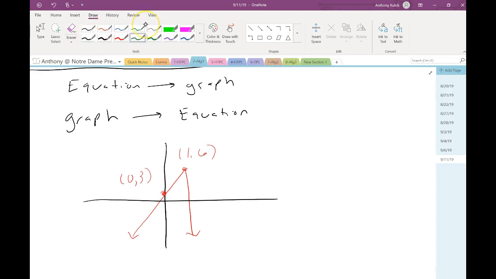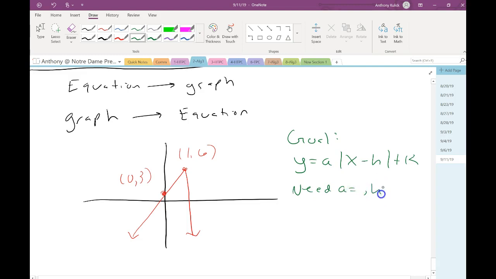So let's say we have the graph here as pictured. Our goal is going to be to write some equation that looks like this. Everybody okay with that idea? So to do this, you need to find values for A, H, and K. Correct? Two of the three are really easy to get.